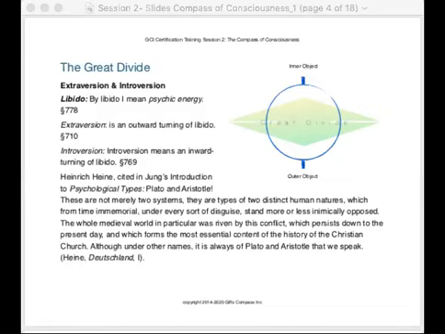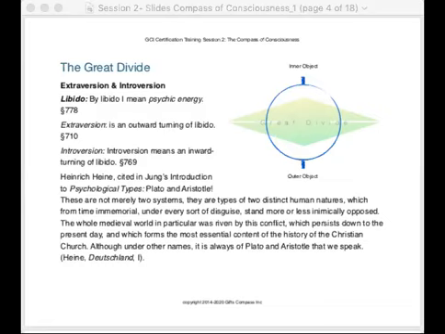In the introduction to volume 6 of the collected works, Jung included this quote from Heinrich Heine, which aptly characterizes orientations on both sides of the Great Divide. "Plato and Aristotle, these are not merely 2 systems, they are types of 2 distinct human natures, which from time immemorial, under every sort of disguise, stand more or less inimically opposed. The whole medieval world in particular was riven by this conflict, which persists down to the present day and which forms the most essential content of the history of the Christian Church. Although under other names, it is always of Plato and Aristotle that we speak."